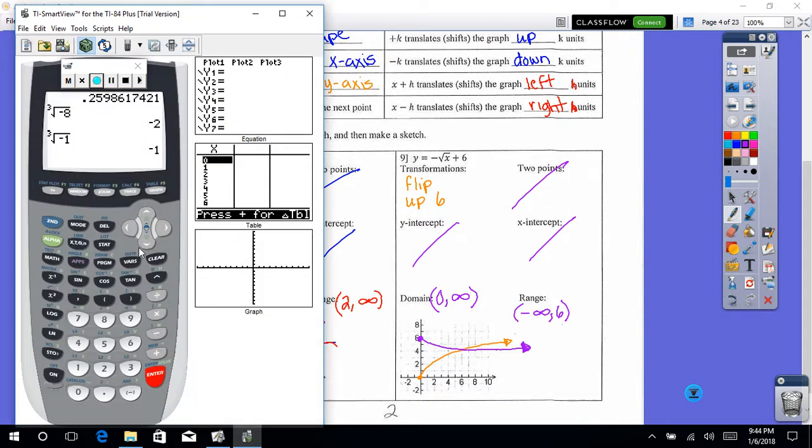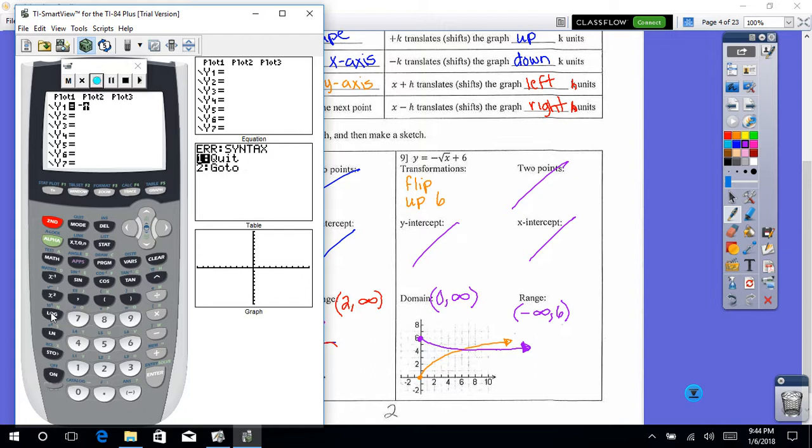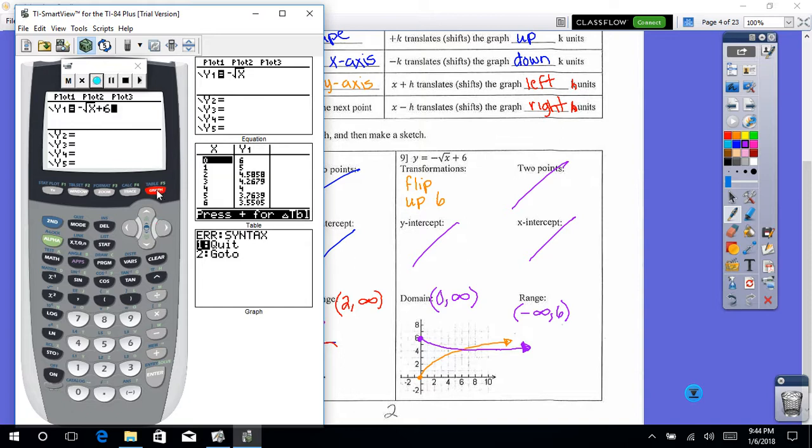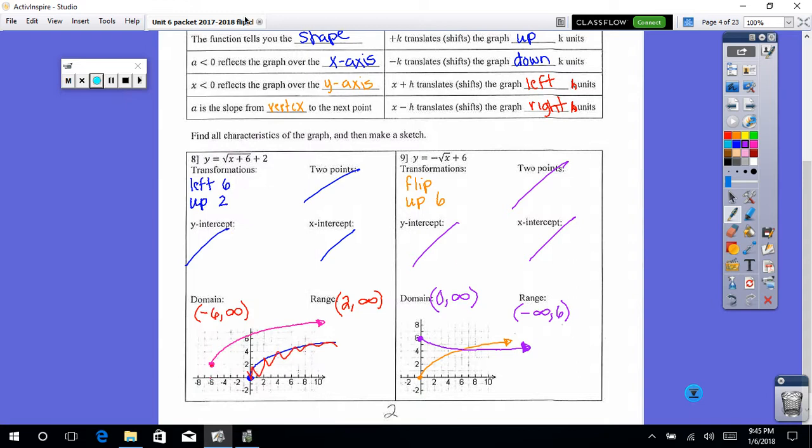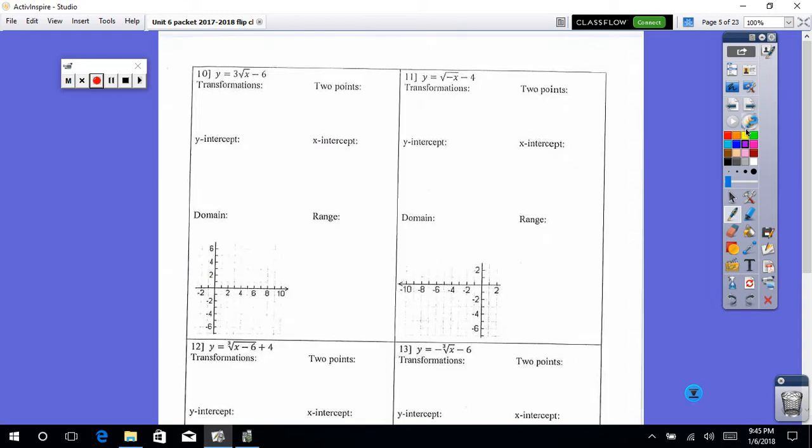Okay, here's the cool thing. If you pull out your calculator, hit the y equals button, you can type this guy in right here. Negative square root of x, outside of the radical we add 6, hit the graph button, and it will show you exactly what I just drew right there. Okay, it's a nice, pretty way to check exactly what you're doing. Okay, flip it over and let's graph some more.